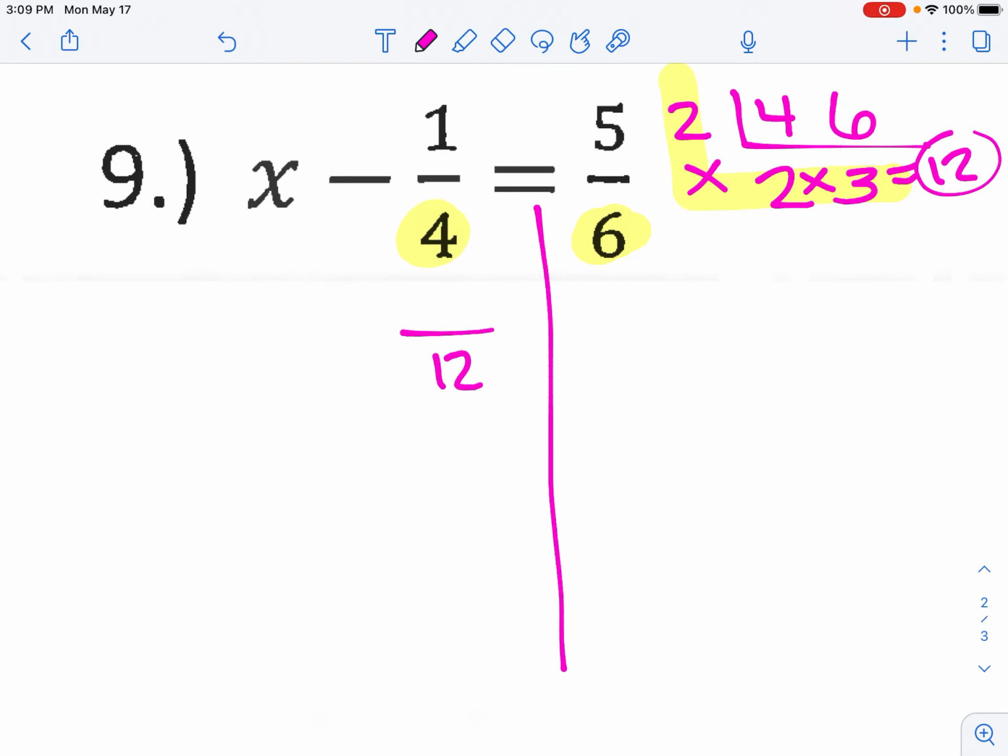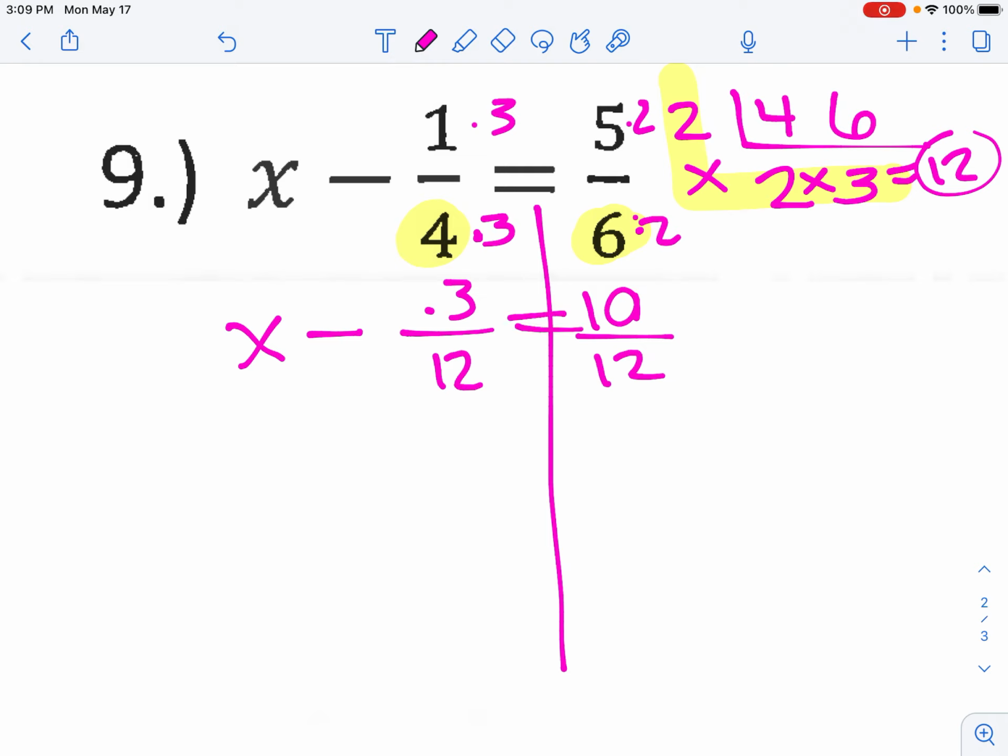Well, if it's going to be 12, then to get from 4 to 12, I'm going to multiply by 3. And over here, to get from 6 to 12, I need to multiply by 2. All right, so my new equation is what number minus 3/12 equals 10/12? So now I have to do the inverse operation. I have to get rid of negative 3/12 by adding 3/12 to the left and adding 3/12 to the right. Negative 3/12 plus 3/12 cancels.